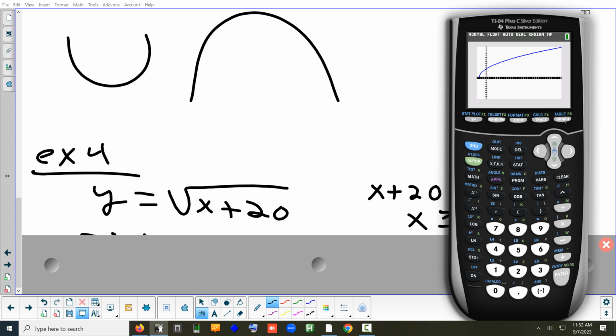And exactly what I said, it is half of a parabola. If you graph the negative part, it would give you the bottom. But that's what square root functions pretty much look like. Any question on that?